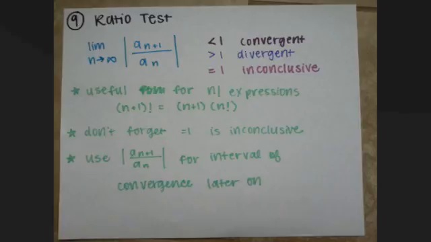This test is basically pretty useful for expressions involving n factorial because n plus 1 factorial is the same as n factorial times n plus 1. So the ratio will simplify very nicely. Be careful though, don't forget that if the limit is equal to 1, the test is inconclusive. Also, later on when we do power series, we'll be using this test to find the interval of convergence.